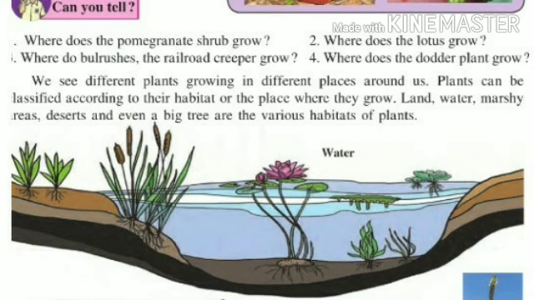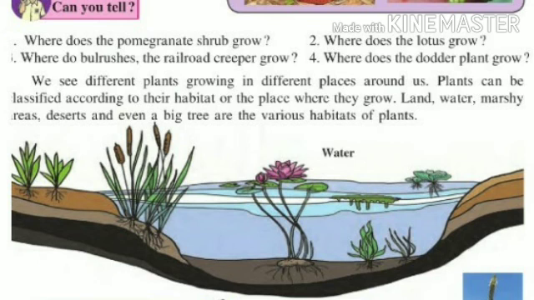Okay. We see different plants growing in different places around us. Plants can be classified according to their habitat or the place where they grow. Land, water, marshy areas, desert, and even a big tree are the various habitats of the plants.